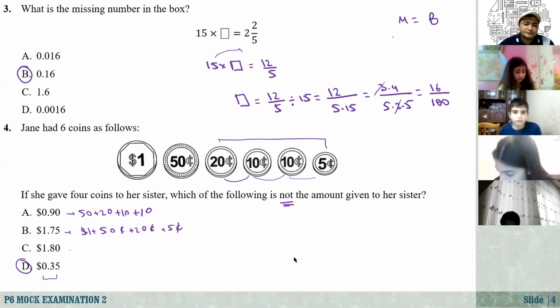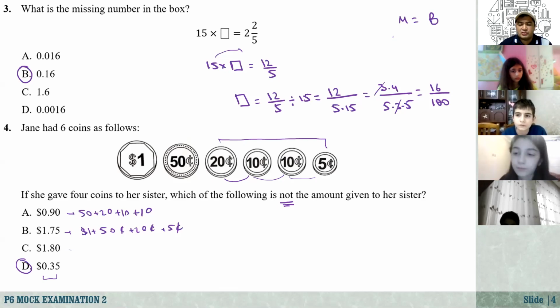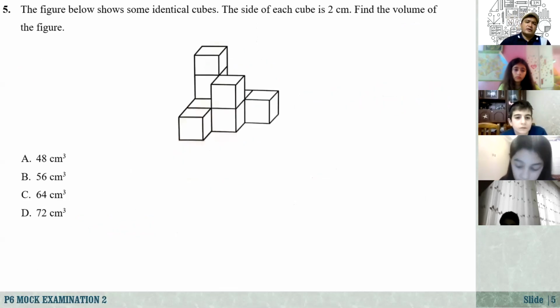Okay, all right, good. Next question. It is a little bit tricky question. Usually in SASMO, you will see this type of questions. Okay, logic. All right, question 5, 1 minute. Start now.